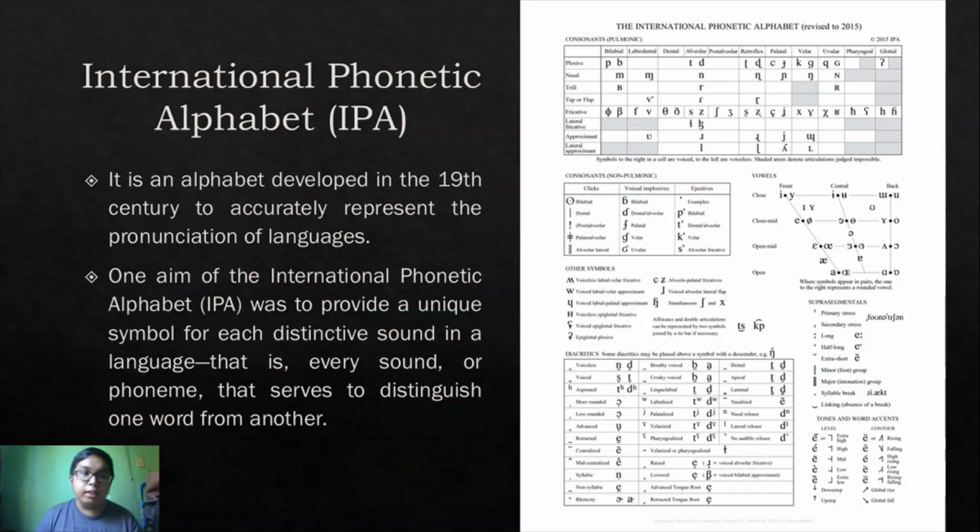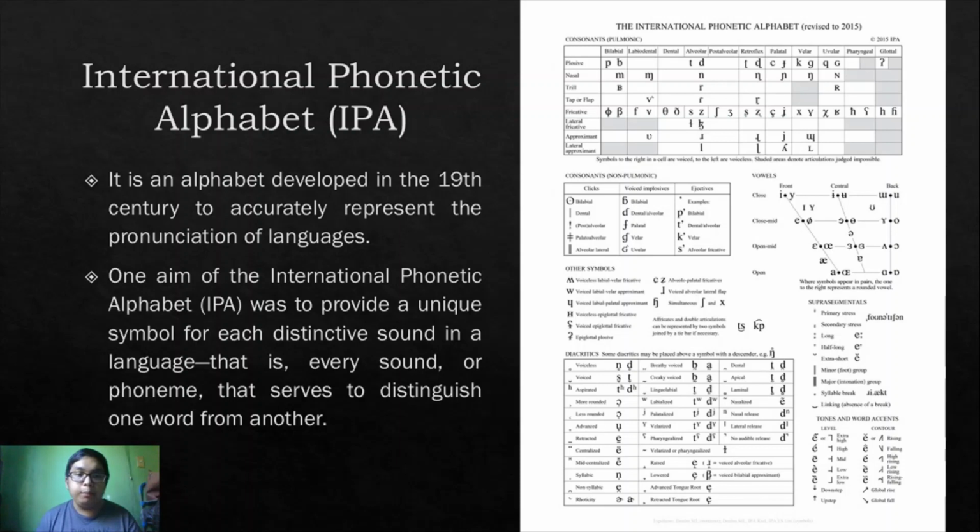Now, we're now using the so-called International Phonetic Alphabet, or IPA. For the information of everybody, it is an alphabet developed in the 19th century to accurately represent the pronunciation of languages. The IPA class is very wide and very broad, but its latest version up till now is the 2015 IPA.